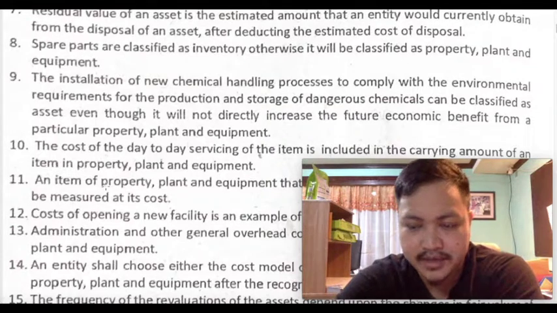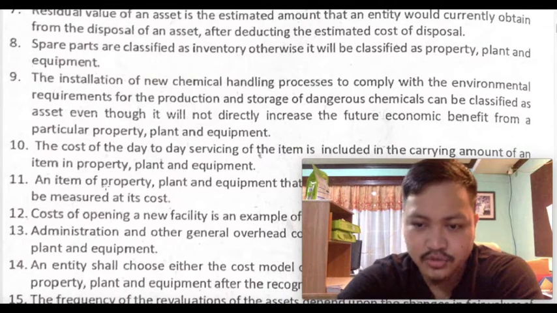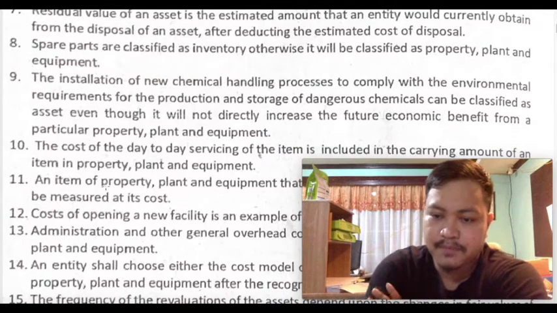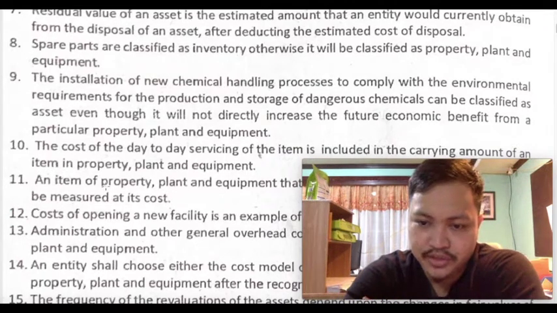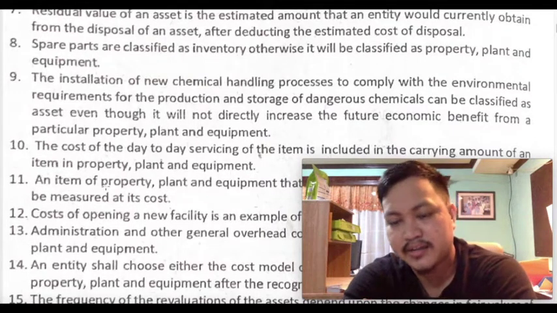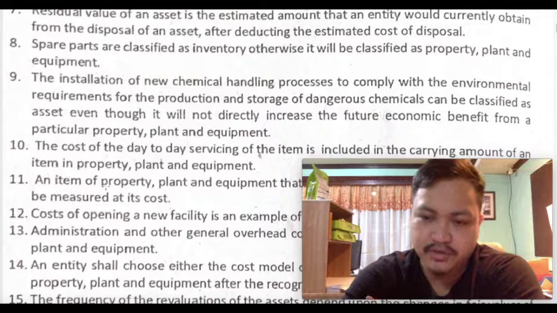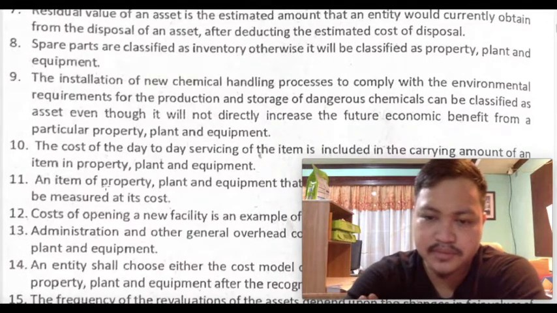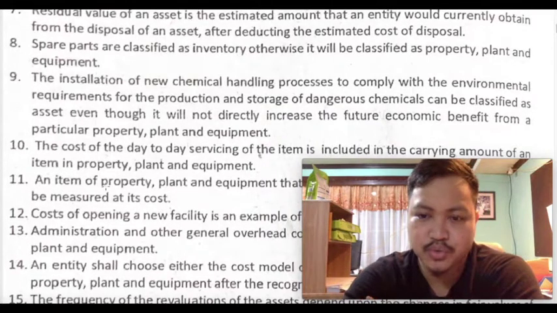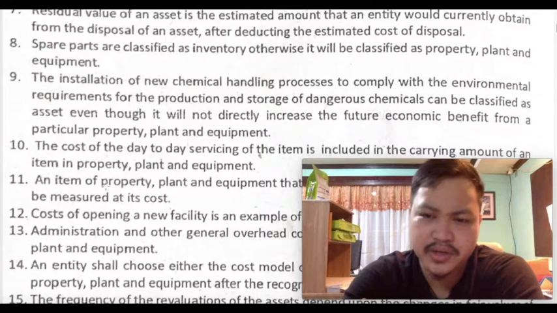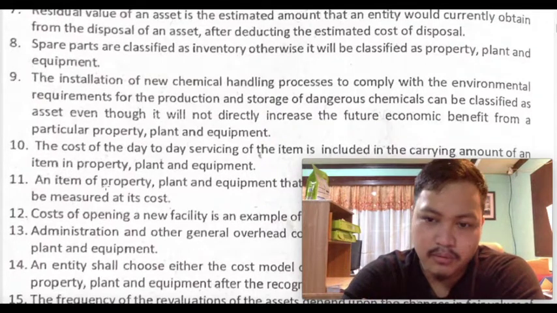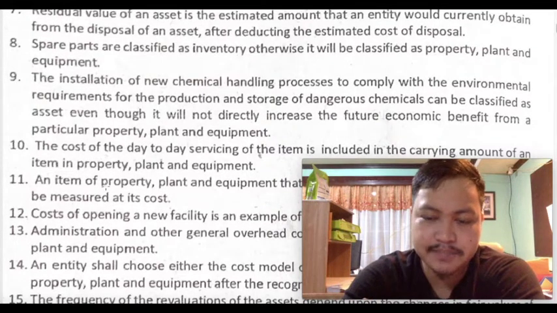So if you will be asked, what's the initial measurement for PPE? How should an item of PPE be measured upon initial recognition? Our answer would be that it is to be measured at cost. Now, just like your inventories, class, there will be problems in determining what the cost will be. But with regard to PPE, more confusion, more difficulty is expected in determining its cost.